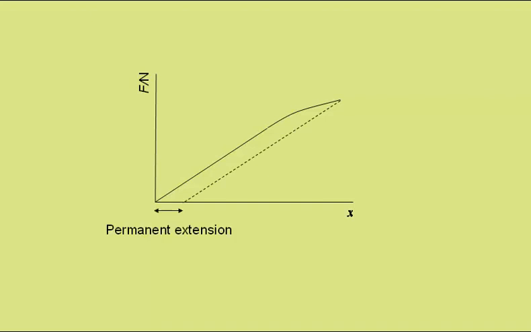Looking at force against extension again, but now going a little bit further, we see that the trend doesn't continue. If we now remove the load, the spring would contract along this line, showing permanent extension. The spring has been damaged. The point here is called the elastic limit. This is where the spring no longer obeys Hooke's law.